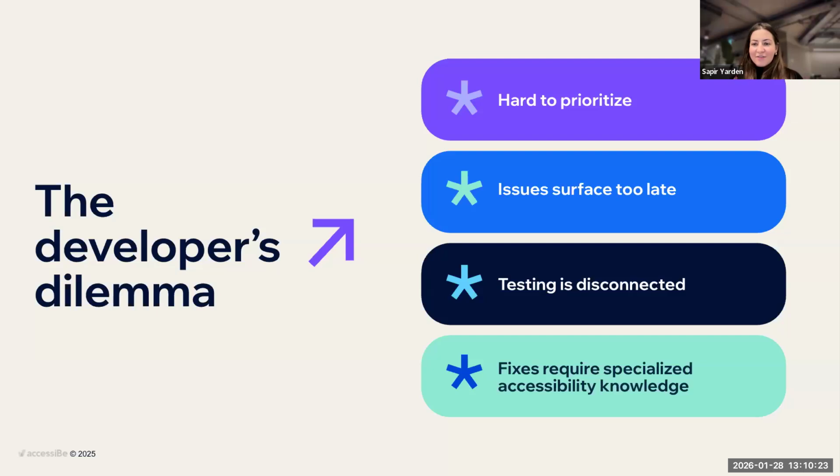So, having heard all of these different elements of the developer dilemma, or the challenges that developers might face when building products and then reaching accessibility, ultimately, accessFlow is here to provide value, right?